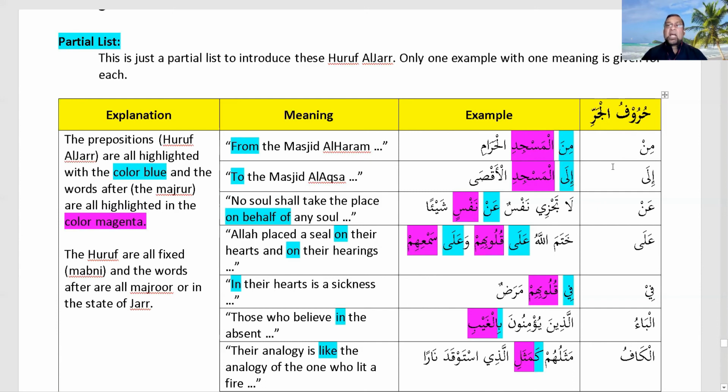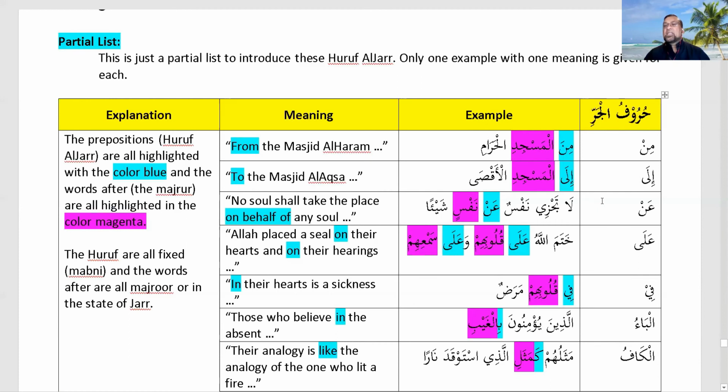Min al-masjid al-harami, from the Masjid al-Haram. And this is a part of an ayah, the start of Surah Al-Isra, where Allah subhanahu wa ta'ala said, "Glory be to the One who took His slave by night for a journey from al-Masjid al-Haram to al-Masjid al-Aqsa." So this is that part. And that was talking about the Isra of Rasulullah sallallahu alaihi wasallam, the journey by night.